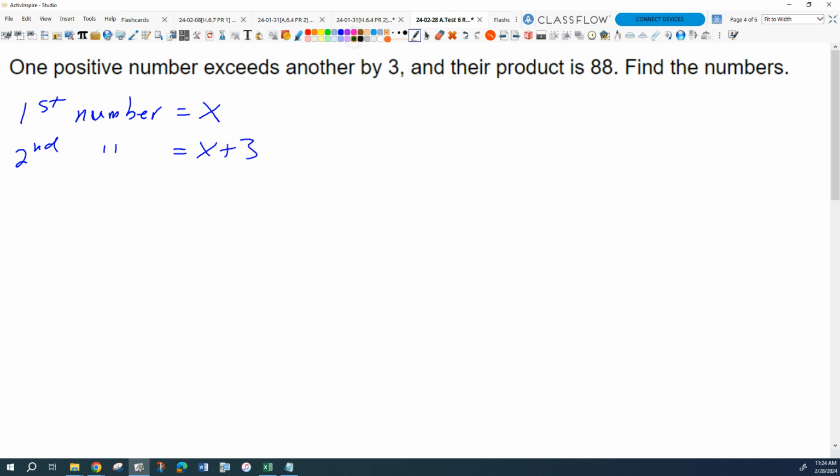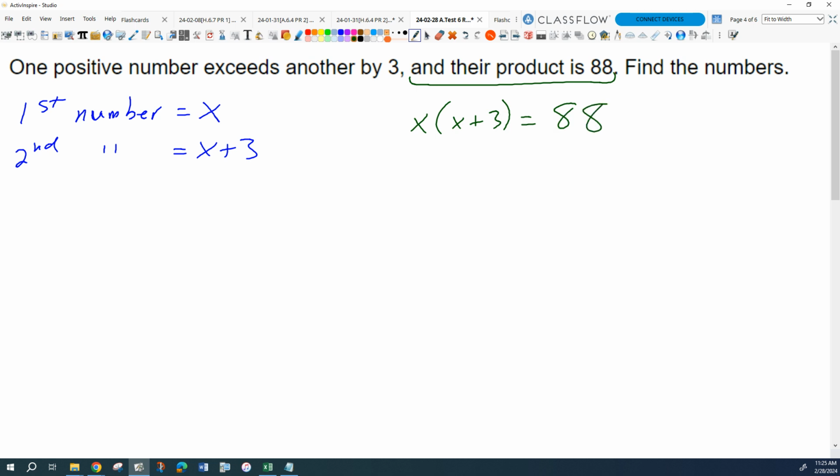And it tells us that their product is 88. So what does that mean? Equals 88. What equals 88? If it's their product, what does that mean? Multiplying. Okay, good. So that's telling us X times X plus 3 equals 88, right?